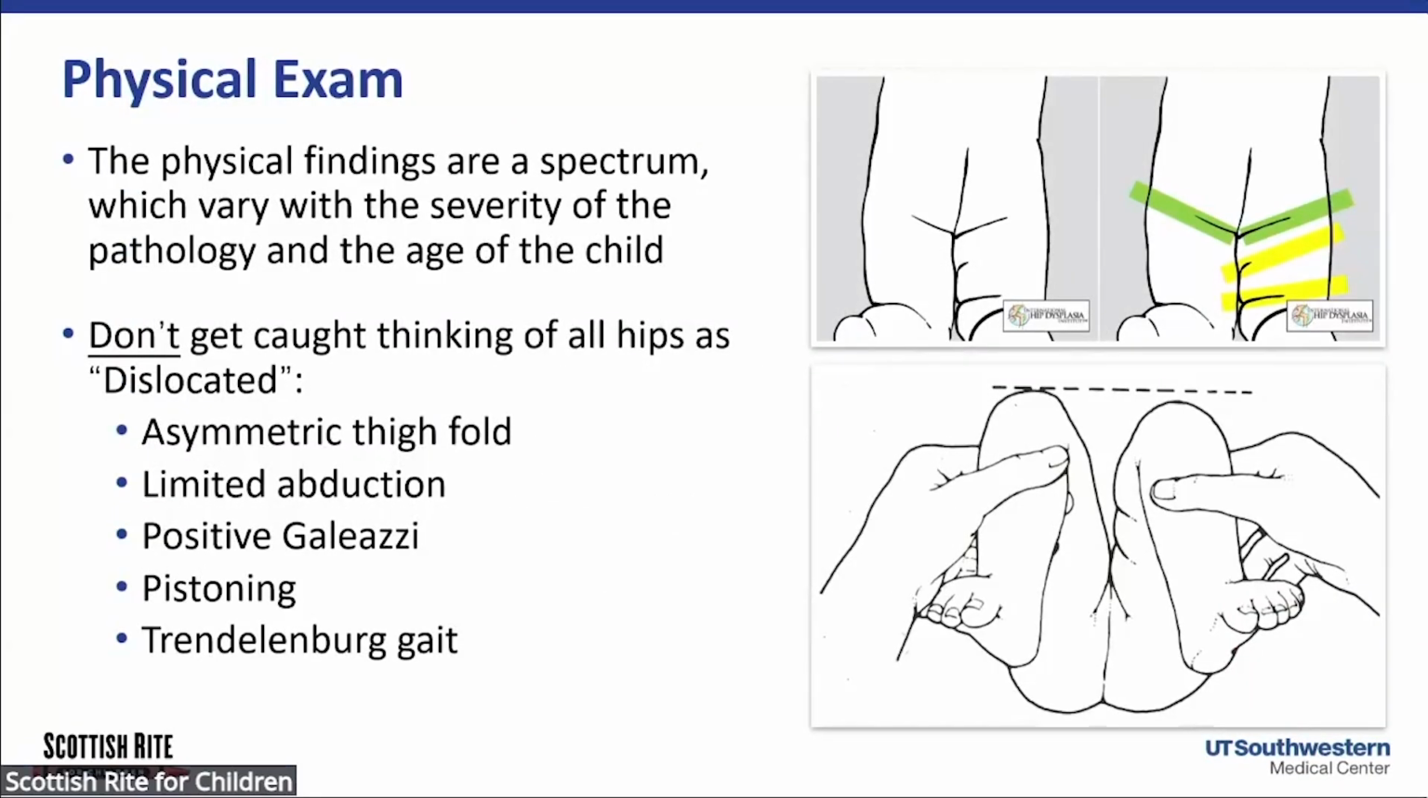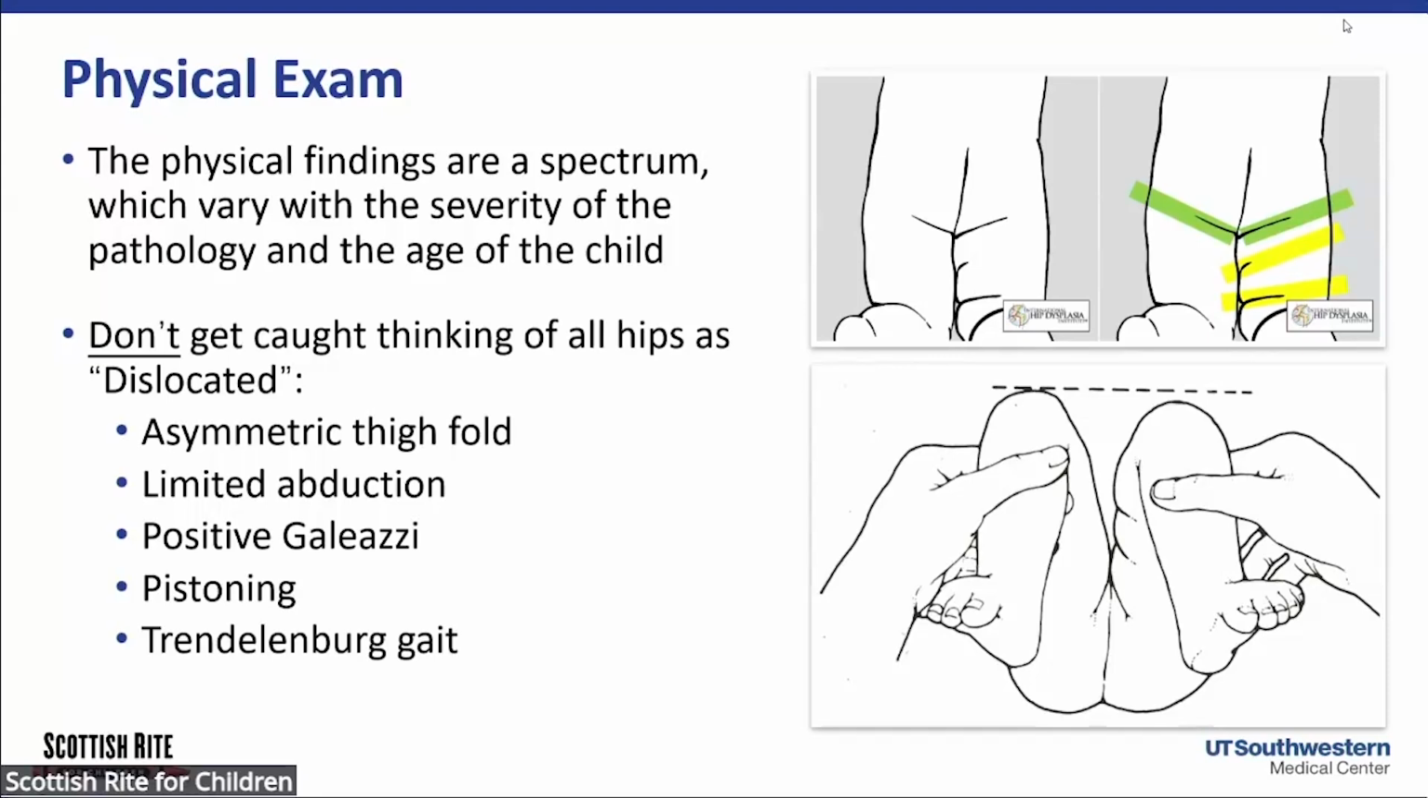So even though I just gave you 5 discrete buckets for patients, they clearly don't actually follow those rules, and the findings represent a spectrum. So we look for a variety of different things that may all clue us in that there's actually dysplasia. On the right, in the top right, you can appreciate that there's asymmetric thigh folds.